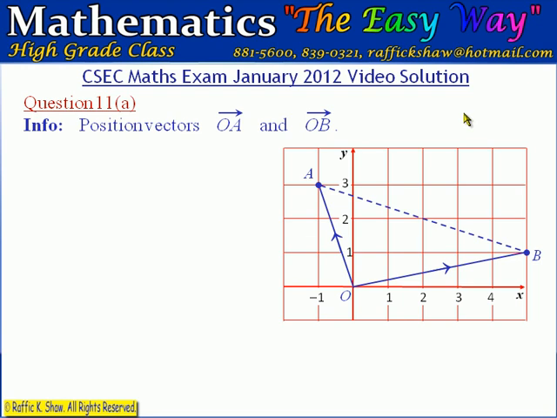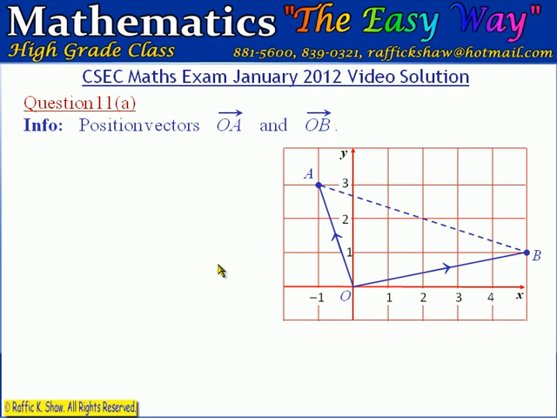We are now at our last question, question 11, and we are doing part A, a vectors question. This question gave us this vector diagram and tells us of position vectors OA and OB. So it's a diagram showing position vectors OA and OB. What we want to do firstly is put down the coordinates of A and B as shown on the diagram. The point A has coordinates -1, 3 and B has coordinates 5, 1.